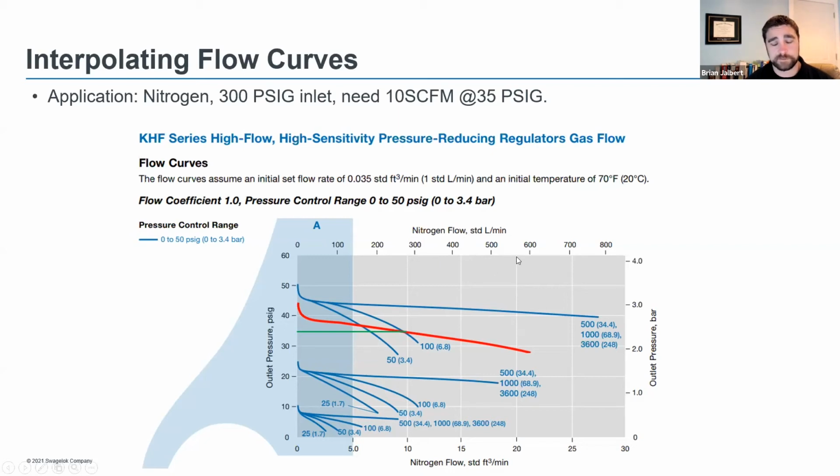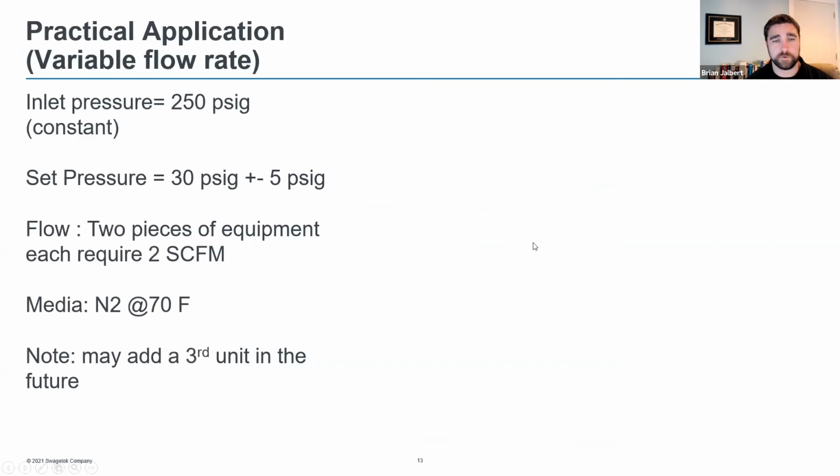So, another example. This was a constant flow example. I'm going to run through one more that's a little more complex, and it's also another great request for more information.